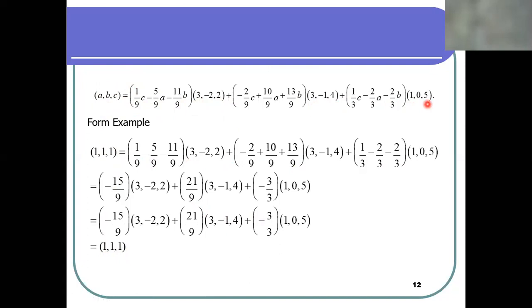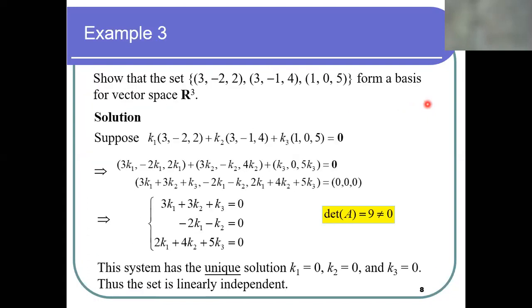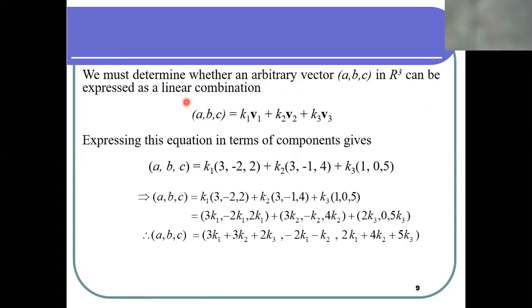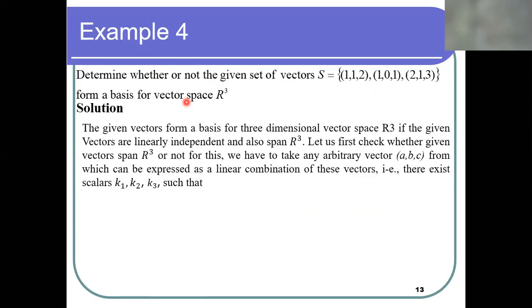So dear student, both conditions are satisfied for the three vectors in this set. They are linearly independent, as well as they form a span for R cube. So these vectors are fundamentally the basis for R cube. Dear student, this is the idea to check spanning.